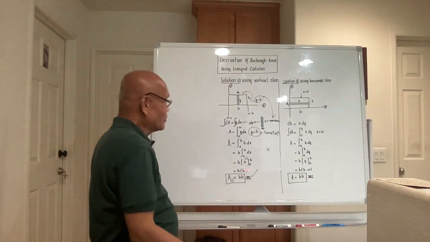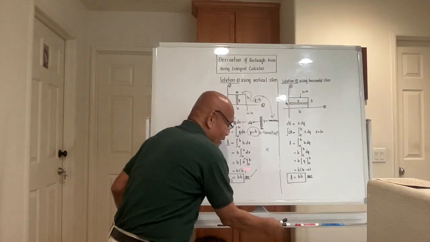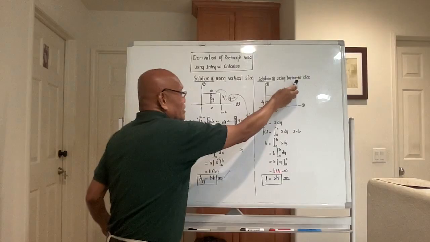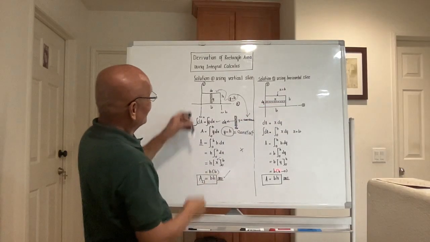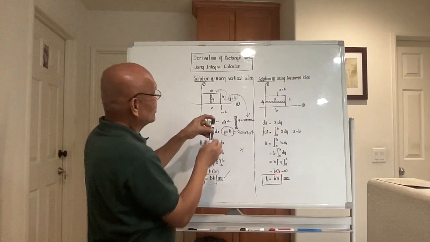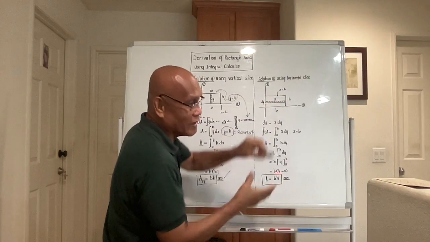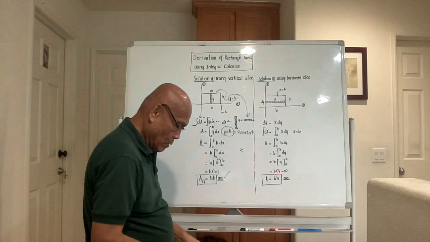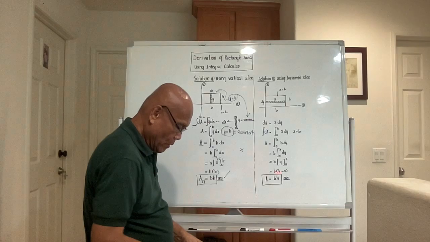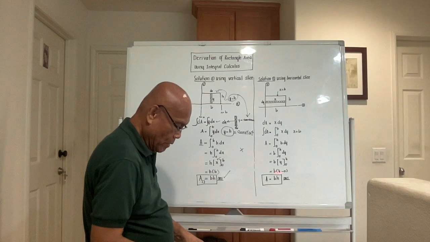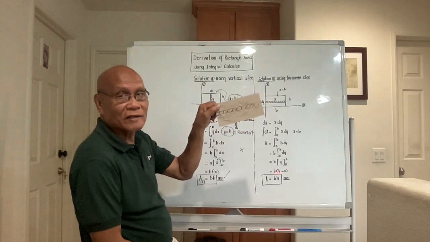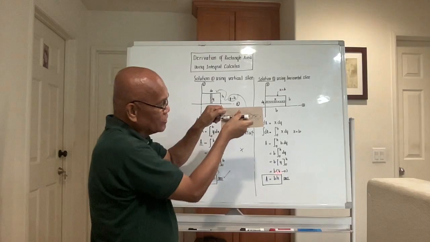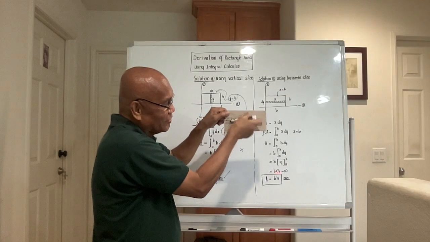Okay, solution number two. I will try to move this one a little bit. Solution number two is by using horizontal slice. Solution number one is using vertical slice. So solution number two is by using horizontal slice. It will be something like this. This is the rectangle. So solution number two is by using a horizontal slice. The first one is vertical.